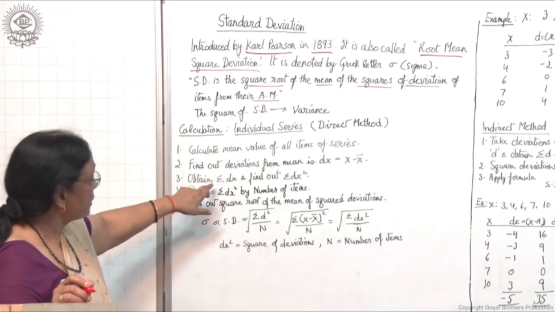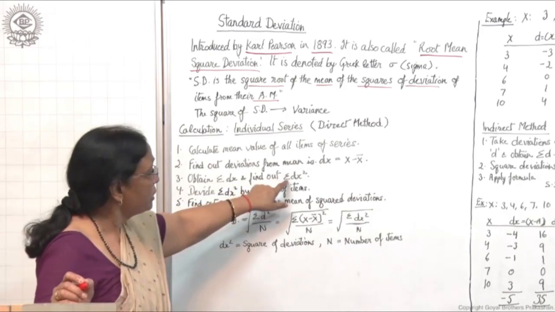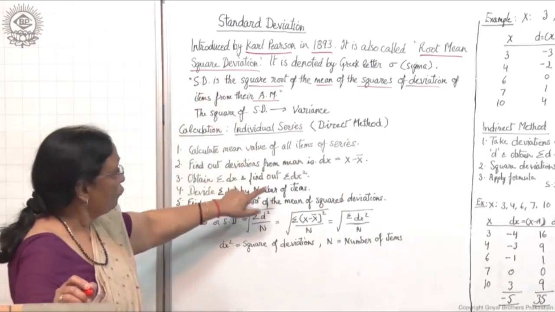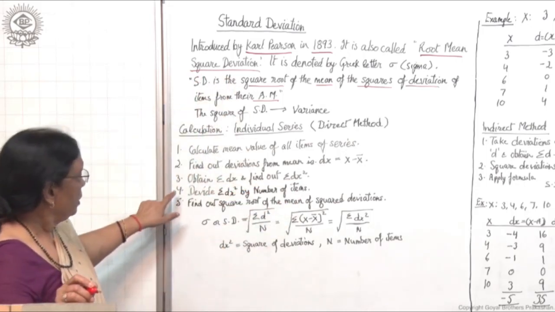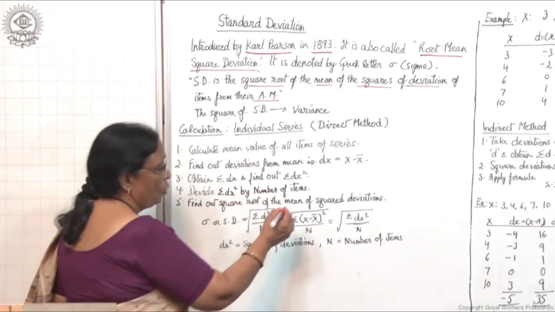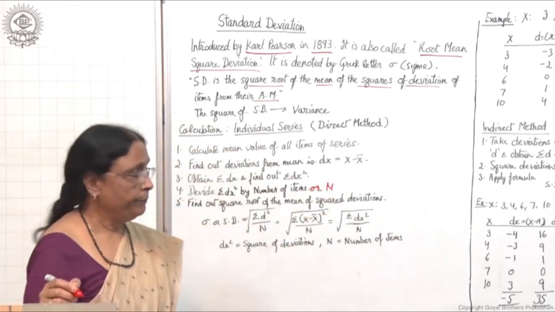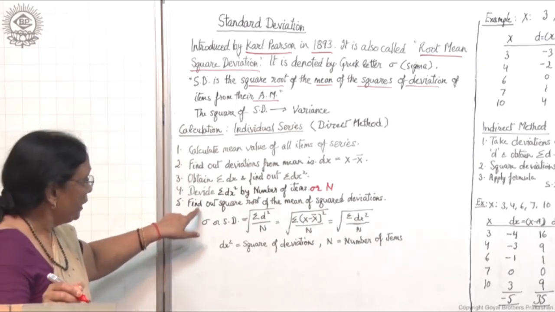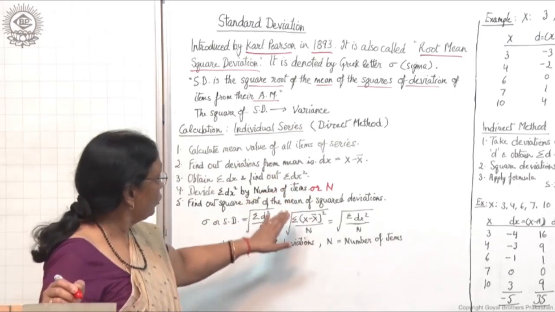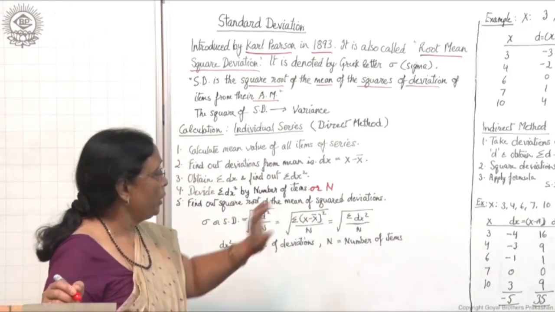Then third step, obtain sigma dx. When we got dx, then obtain the total of dx and find out sigma dx square, because it is square deviation. Next step, divide sigma dx square by number of items, that is n. Now next step, find out the square root of the mean of square deviations, which you have calculated.